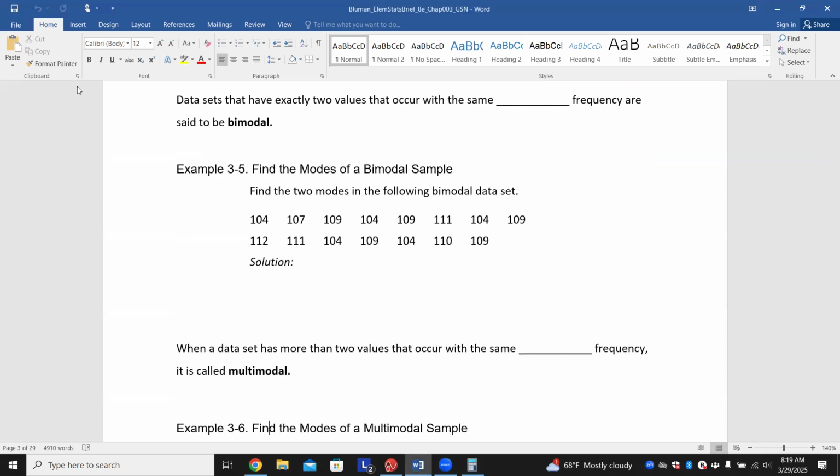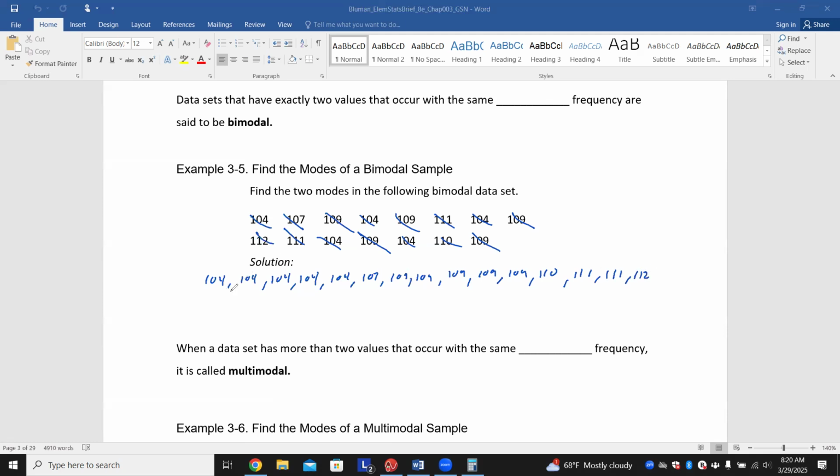Again, I like to put it from least to greatest, just so I can see my data. It looks like 104 is the smallest, so 104, then another 104, another 104, another 104, and another 104, followed by a 107, a 109, another 109, another 109, another 109, another 109, followed by a 110, a 111, another 111, and then a 112.